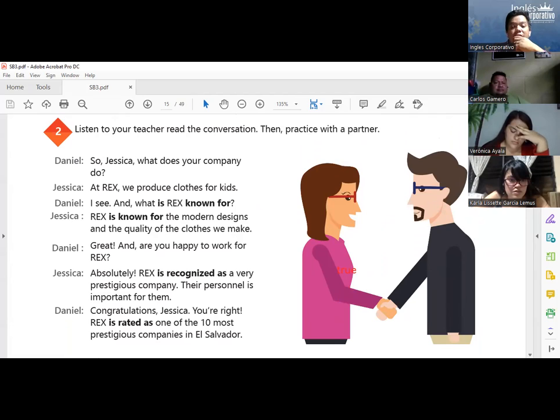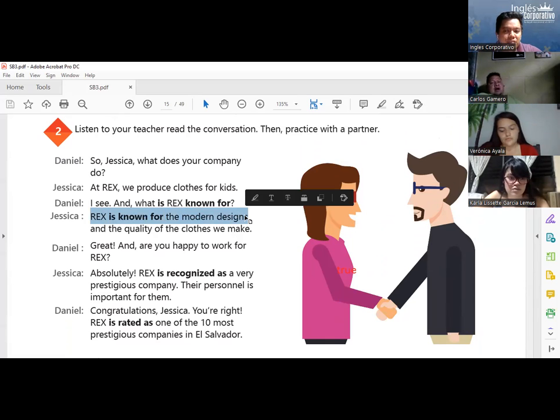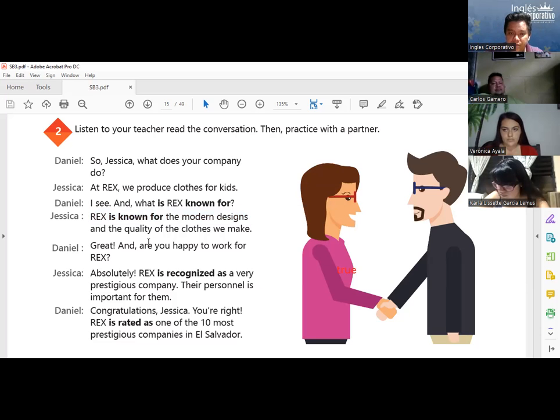According to the conversation. Esto es siempre de acuerdo a la conversación, ¿ok? All right. Verdadero, creo, teacher. Ok, let me see. Rex is known for the modern designs, he says. It's known for the modern designs and the quality of the clothes we make. Rex es conocido por los diseños modernos, la calidad de ropa que nosotros hacemos.